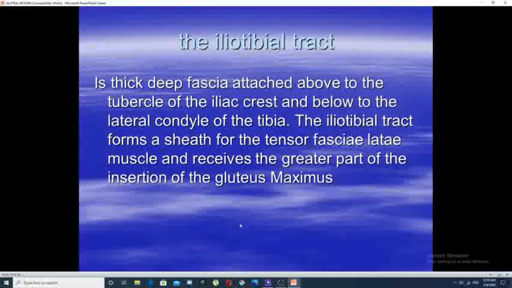The iliotibial tract, it is thick deep fascia attached above to the tubercle of the iliac crest. Below it is attached to the lateral condyle of the tibia. The iliotibial tract forms a sheath for a muscle called tensor fasciae latae. It receives the greater part of insertion of gluteus maximus muscle also.